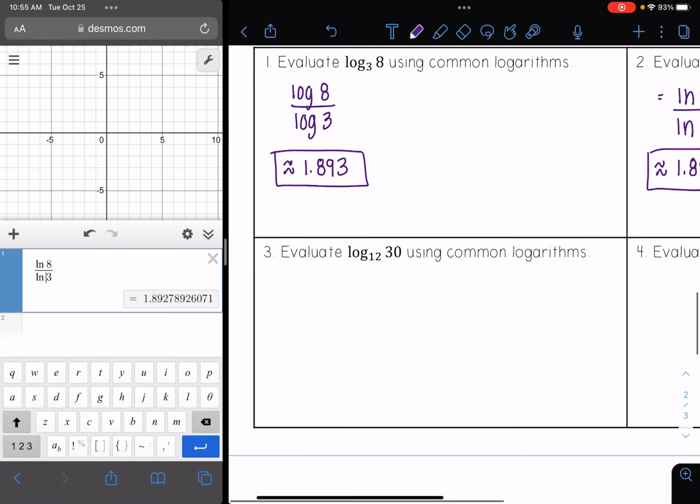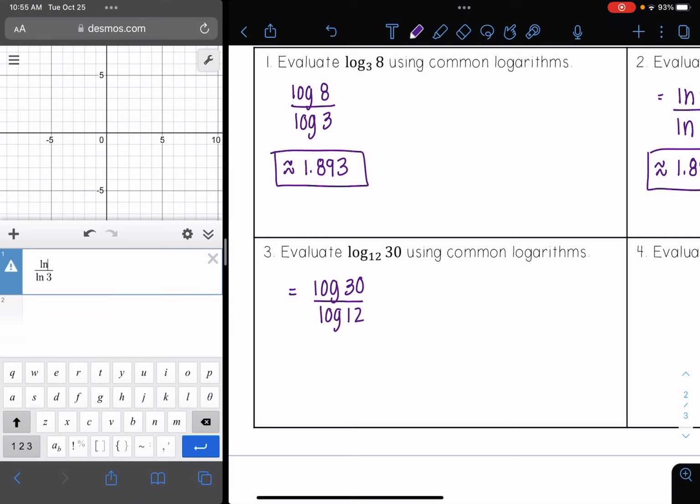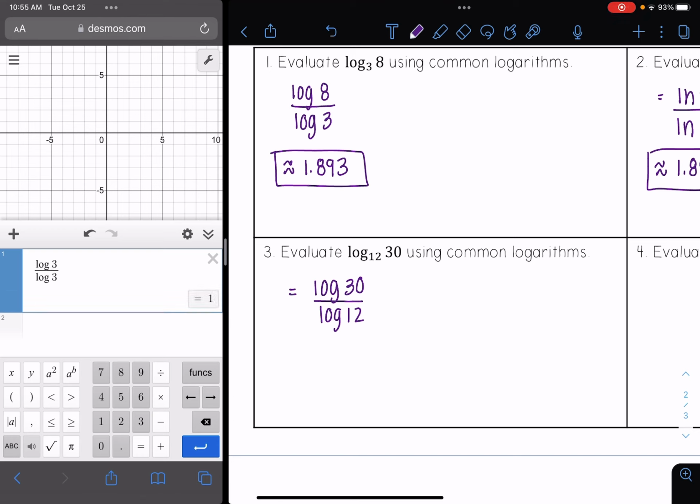Let's look at 2 more. So number 3 says to evaluate log base 12 of 30 using common logarithms. So using my change of base formula, this is going to be equal to log of 30 over log of 12. And so typing that in, I have log, here I'm just going to go ahead and change these both to saying log. So log of 30 over log of 12. And rounding that, I get that this is approximately 1.369.